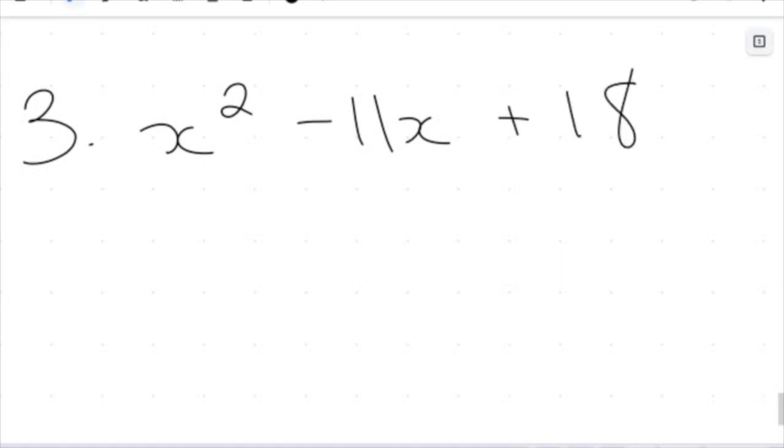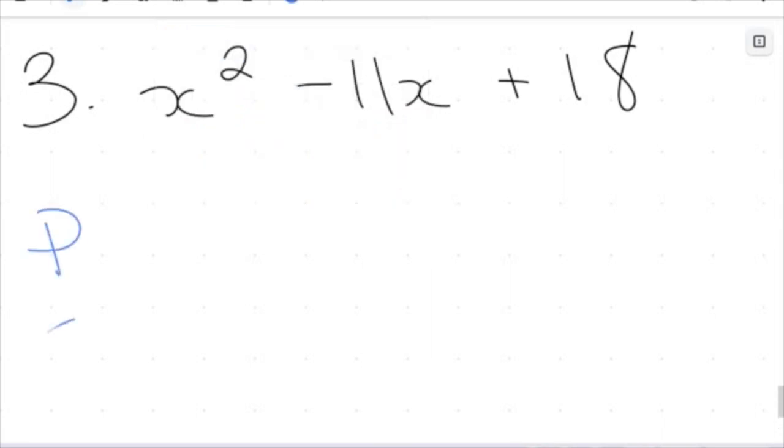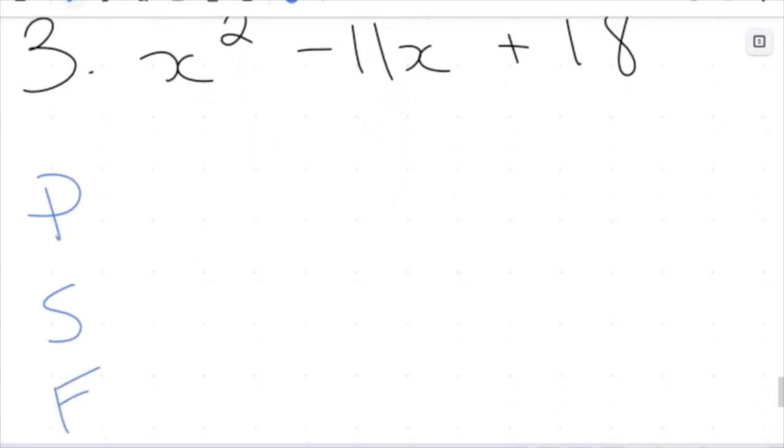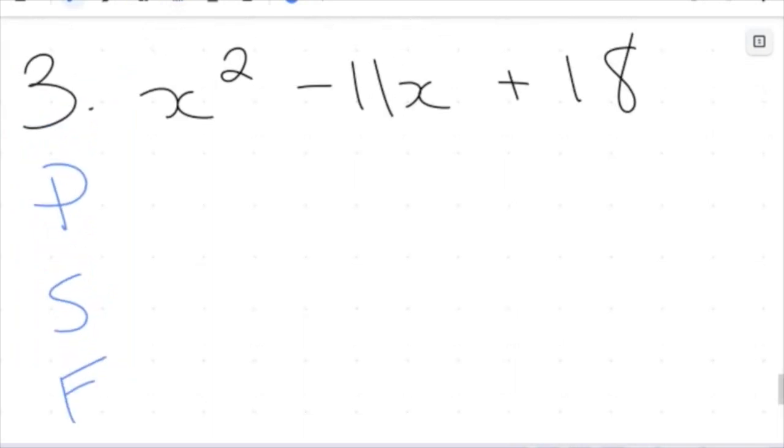We're going to do it in the same way. Let's try one that's slightly different to what we've been doing here. All right, let's try this one. x squared minus 11x plus 18. This one is also slightly different, and this example is to show you why it's important to consider the signs of my product, sum, and factor. They're going to do a lot to inform my choice of factors.